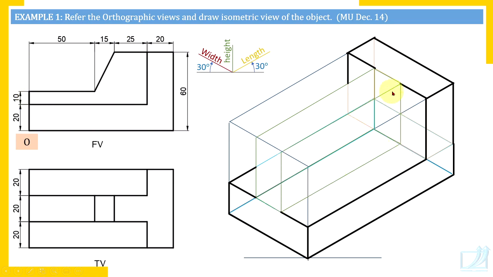Watch here. This largest surface of the plate. We are going to create this shape. How to create shape? I have told you many times. First, principal edges means edges which are parallel to length, width, height axis. And then non-principal edges.